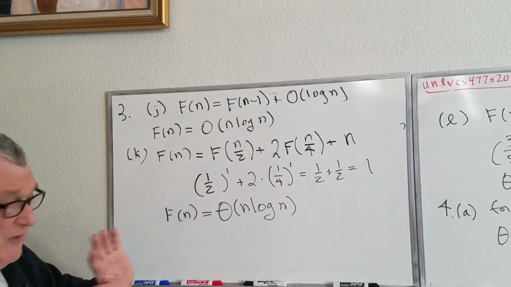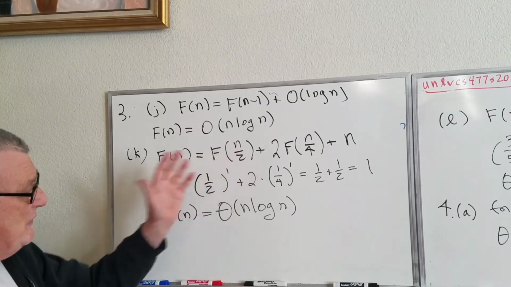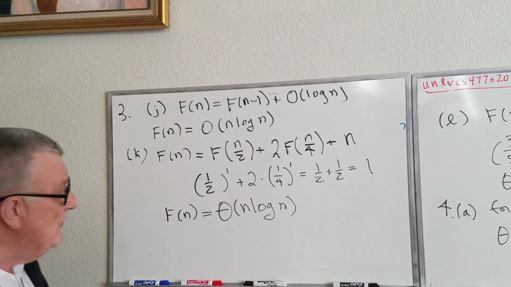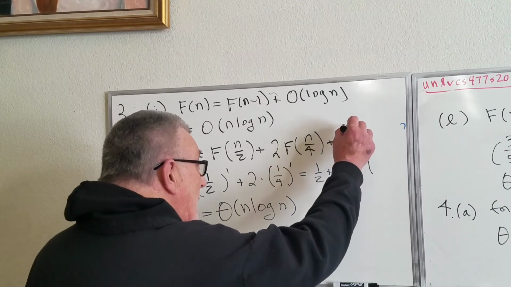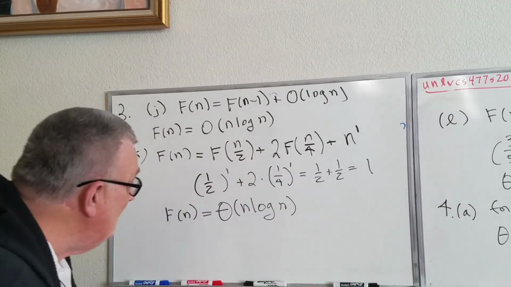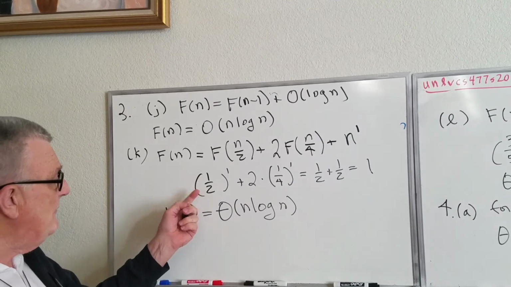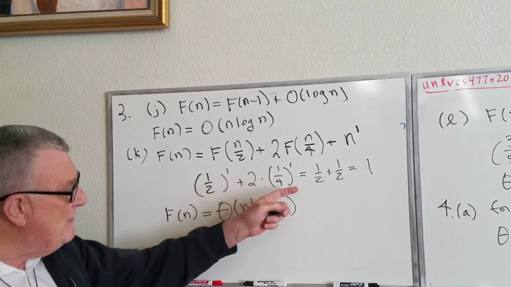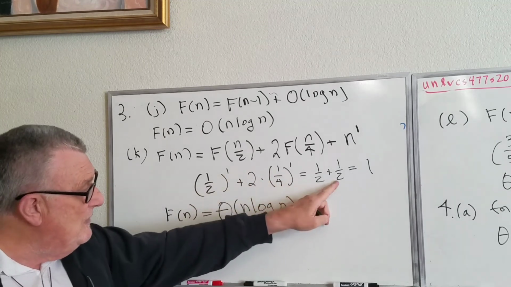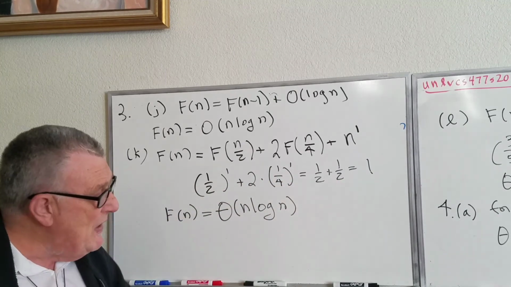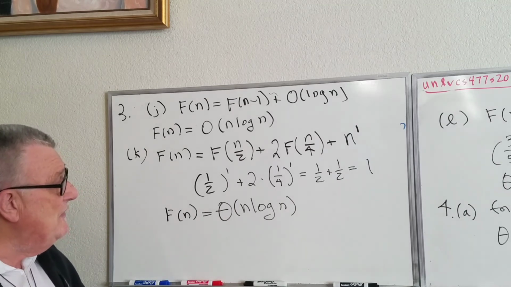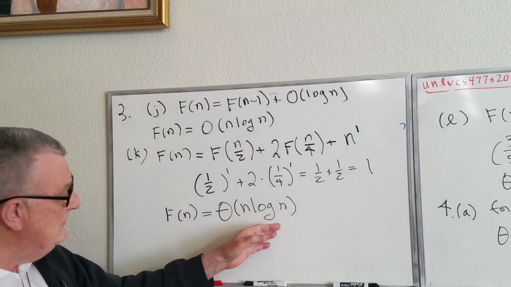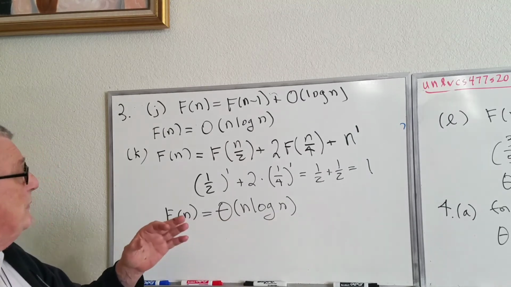All right, now for K, f of n is f of n over 2 plus 2 times f of n over 4. All right, now we don't have the same number there, so we use the generalized master theorem. And of course, n is simply n to the power of 1, so that's the value of c. So we take 1/2 to the power of c, which is 1, plus 2 times 1/4 to the power of 1, so it gives you 1/2 plus 2/4, which is 1, and that's equal to 1. So that means that the answer has the log in it. Well, it's going to be theta of n log n by the generalized master theorem.